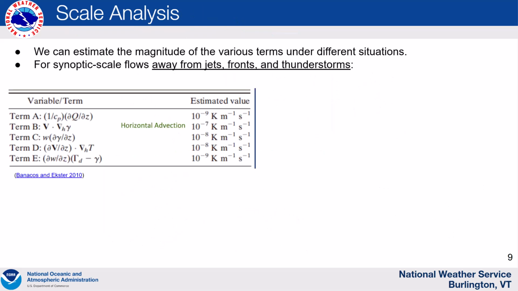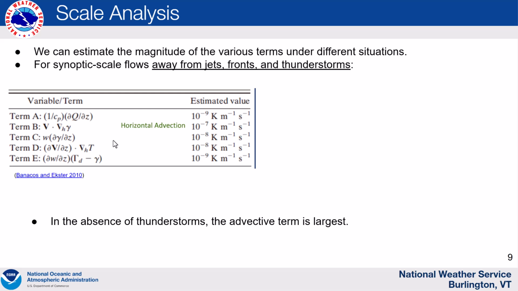Using a procedure called scale analysis, we can come up with estimates for each of our 5 terms for synoptic scale flows away from jets, fronts, and other storm scale and mesoscale processes, namely thunderstorms. We did this in the Banacos and Ekster paper, and we find that the horizontal advection term is an order of magnitude larger than any of the other terms.